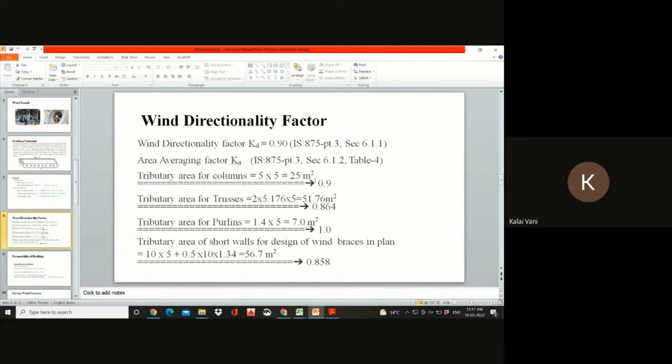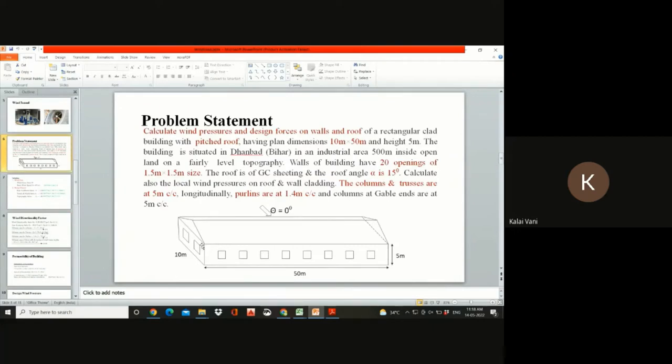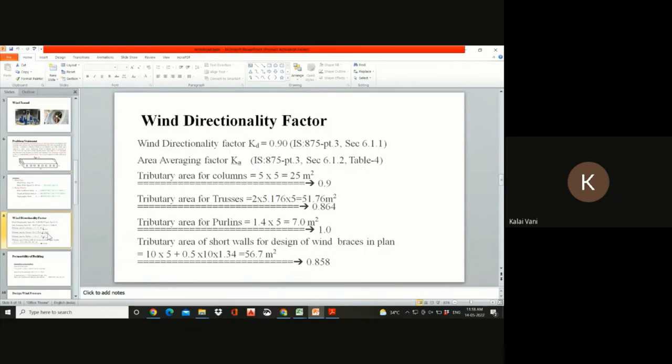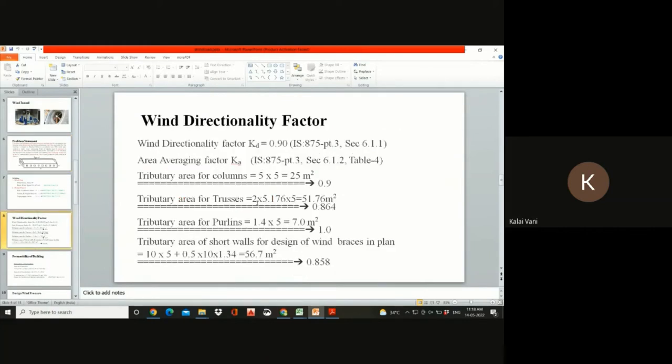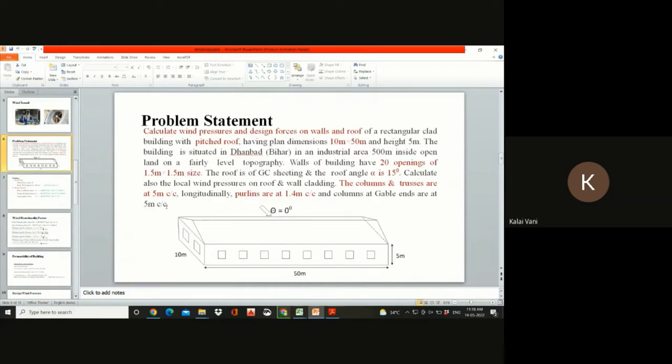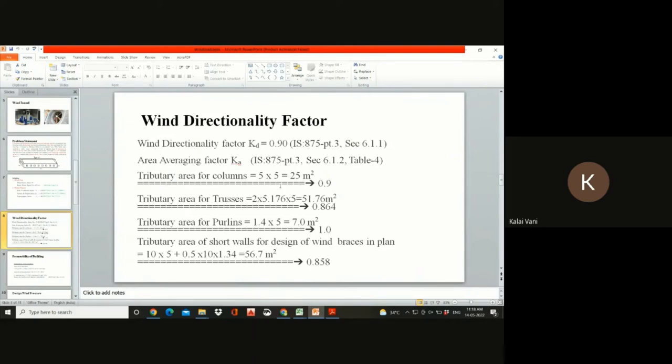This one is 25 square meters. And next is the tributary area of your trusses. Here you can see the triangular shape of your truss, and the width is 10. So half into base into height. They have mentioned it as 2 into 5 into that, since you are having two triangular portions. And this 5.176 is the slope portion of your truss. So two triangular portions, two into half into 10 by 2 into this height, so you are getting 51.76.